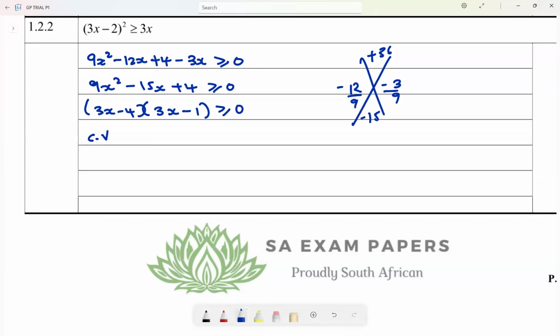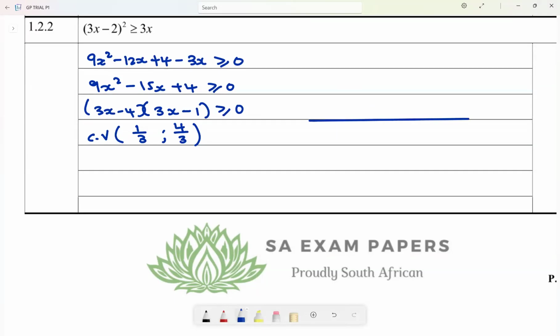And then the critical values are 4 divided by 3 and 1 divided by 3. So I have the smaller one, which is 1 divided by 3, and the other one is 4 divided by 3. How do I find this critical value? I just say 3x minus 4 is equal to 0. Then x is equal to 4 to the other side divided by 3. So it's basically that.